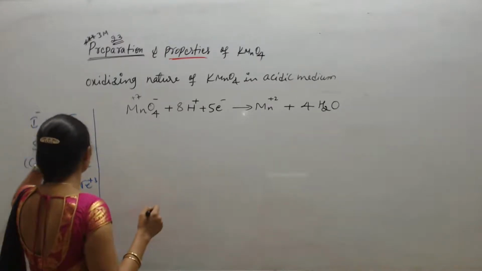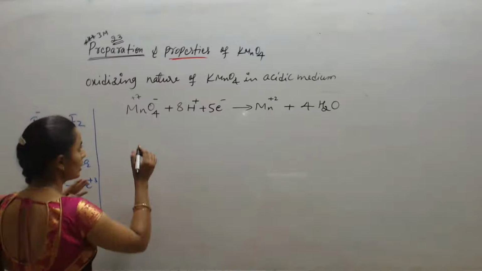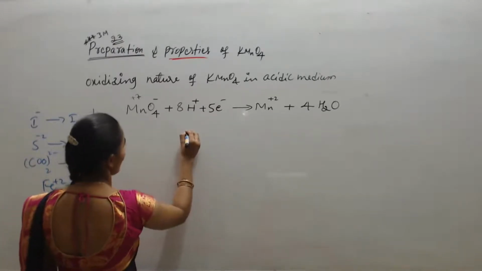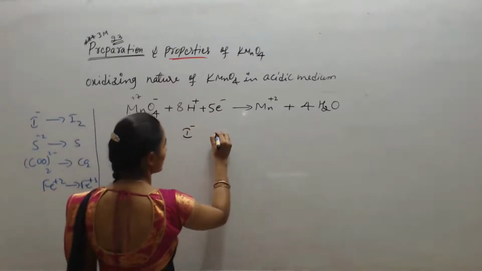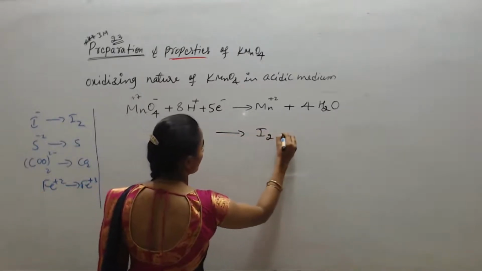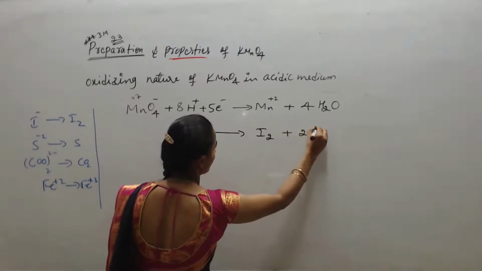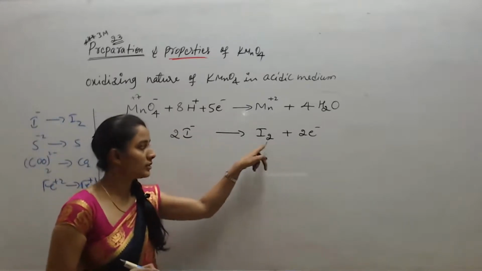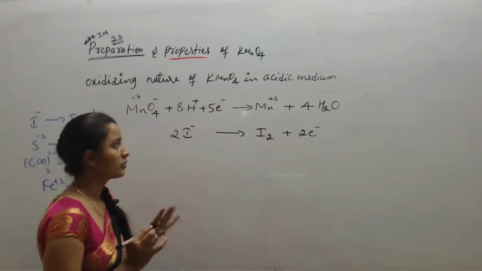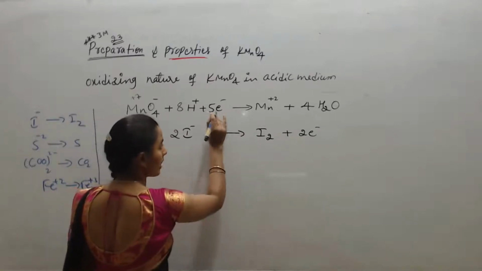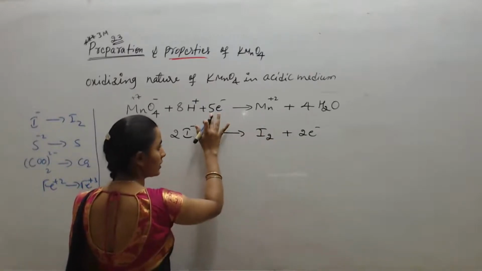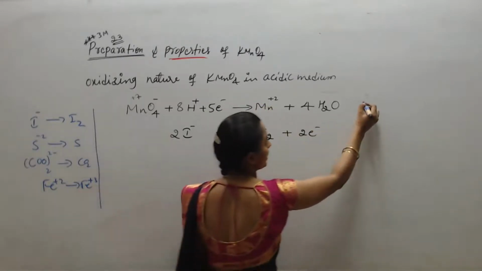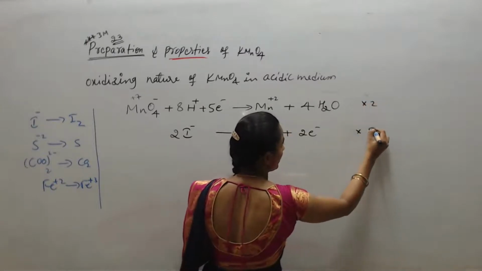So first one, I- to I2. Here I will write this reacts with I-, changes to I2 plus 2 electrons to balance this one. From 1 I, 1 electron will be lost; here 2 I is there, so 2 electrons will be lost. So listen students, we have to balance the number of electrons. Here 5 is there, here 2 is there, they cannot be divided. So this will be multiplied by 2, this will be multiplied by 5.